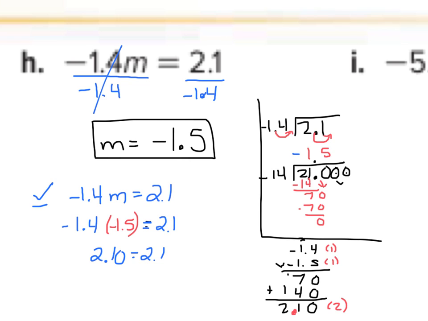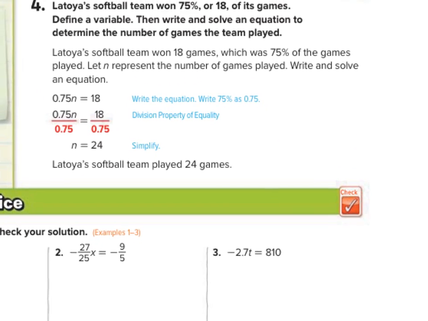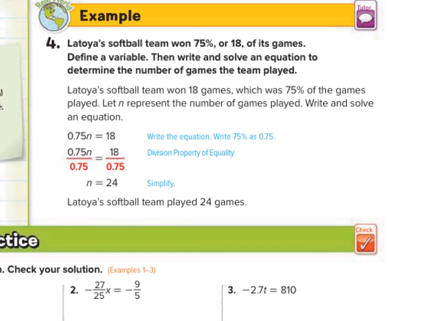Now we're also going to skip example I. Latoya's softball team won 75% or 18 of its games. Define a variable, then write and solve an equation to determine the number of games the team played. Now they won 18 games, which was equal to 75% played. Let n represent the number of games played. Write and solve an equation.